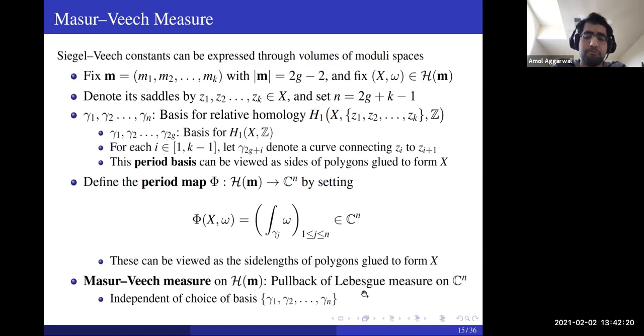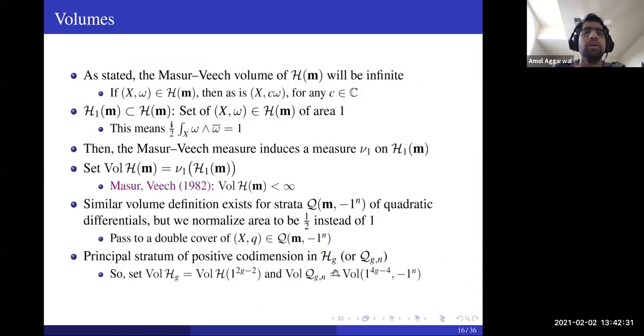In the most informal terms, this Masur-Veech measure is simply the Lebesgue measure on all of the side lengths of the polygons that one glues to form the surface X. Okay, so as stated, if I try to compute the volume of the full stratum H(m), it will be infinite. The reason is that I can always scale the differential. If I have some (X, omega), that's some differential, then I can also take the differential, multiply by any constant c, and that will also be a differential.